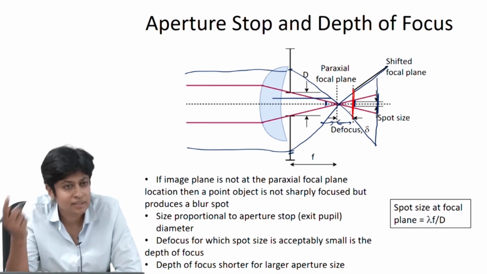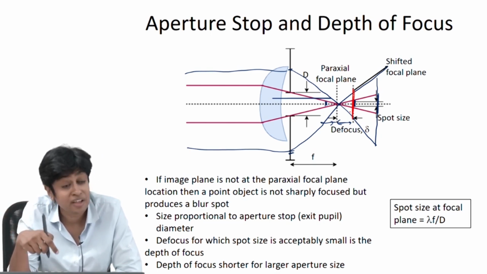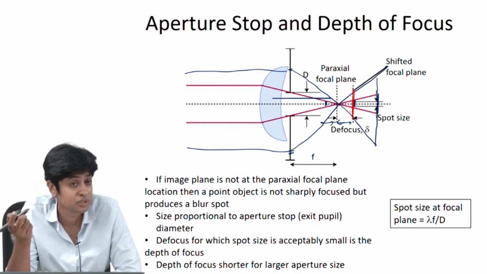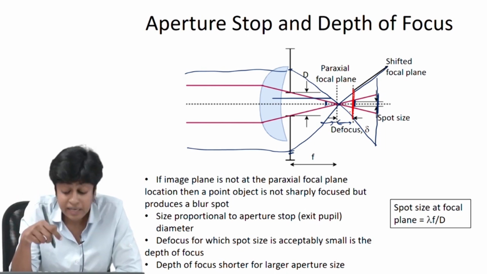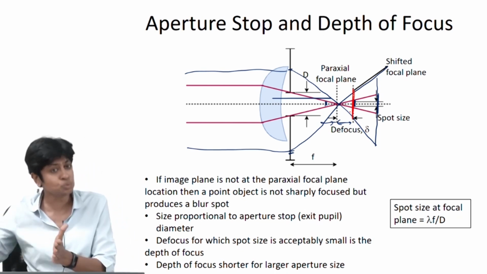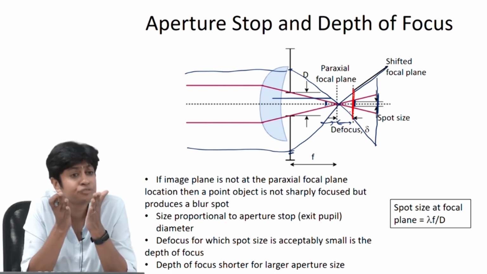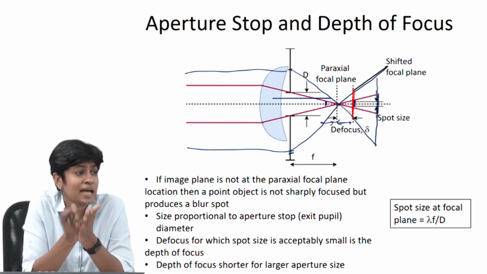And you could take this argument a step further and say, well, if I had not increased the size of the aperture stop, but I had decreased it, then I would be able to go maybe 2 delta. So I would have a larger depth of focus. So the depth of focus is related to the diameter of the aperture stop.